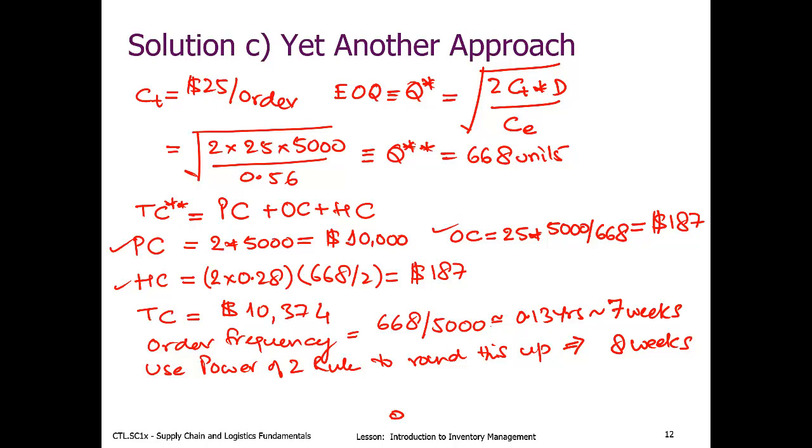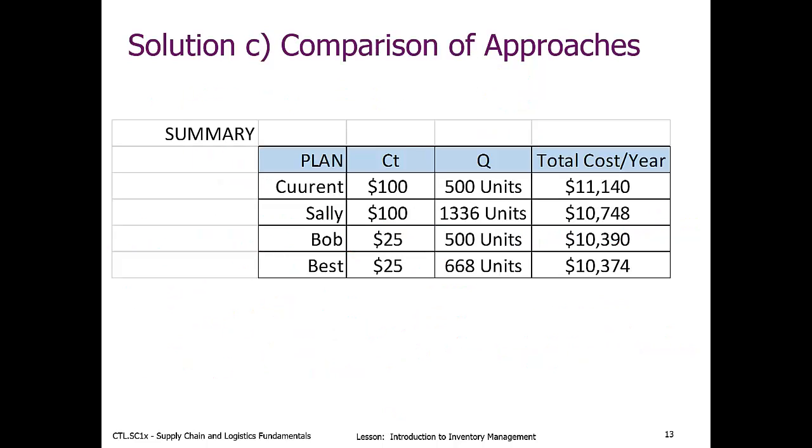Now what we have on the next slide is a comparison chart for all these various approaches we went through. And what you can see is that Bob's suggestion to reduce the ordering price and stay with the Q of 500 is better than Sally's suggestion of using the EOQ with the higher ordering price, which was the initial ordering price of 100. And the final solution, which was the fourth one, is the best of all, where we use the lower ordering price and the EOQ approach.